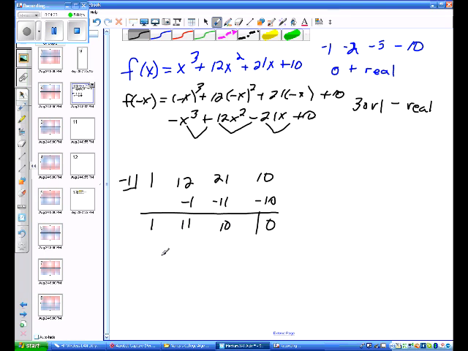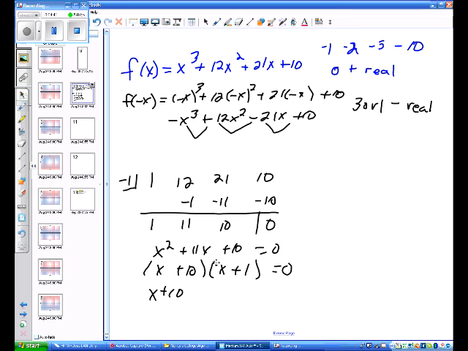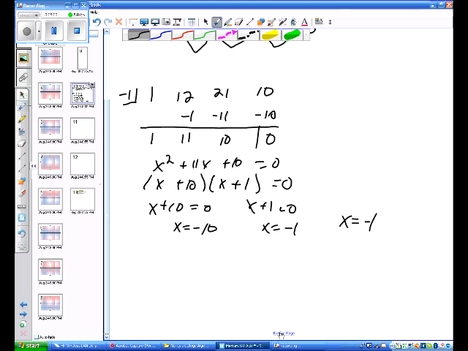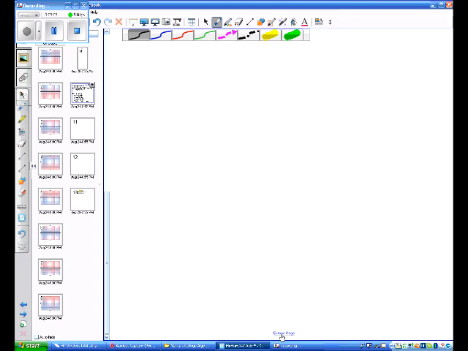What we have left then is a quadratic, x squared plus 11x plus 10. Setting that equal to 0, well, we can actually factor this one, x plus 10, x plus 1. So we get x plus 10 equals 0, or x equals -10. x plus 1 equals 0, so x equals -1. And then we found from our synthetic division that x equaled -1. So now we have our 3 roots. Well, that one turned out fairly nice, and it was easy to find that first root.